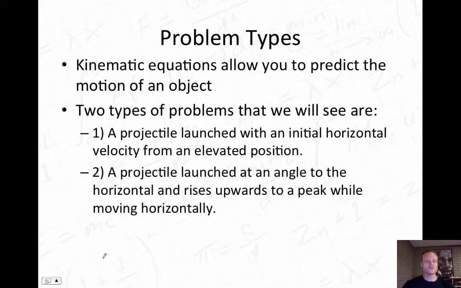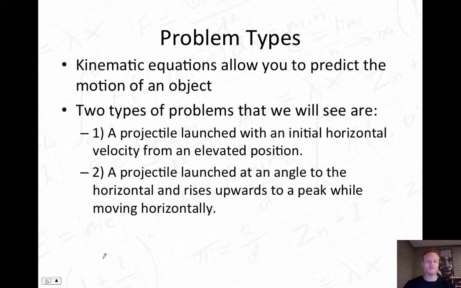Basically, there's going to be 2 types of problems dealing with projectile motions, and I'll talk about both types actually in this video. The first type of problem is a projectile that's launched with an initial horizontal velocity from an elevated position. So it could be something like a ball rolling off a table, a boulder being pushed off a cliff, you name it, as long as it's just being pushed off of something or launched off of something with a horizontal velocity and no actual initial vertical velocity, that's one type of problem.